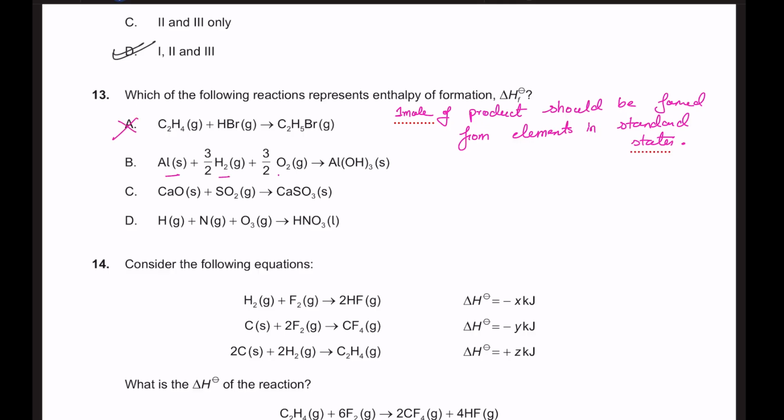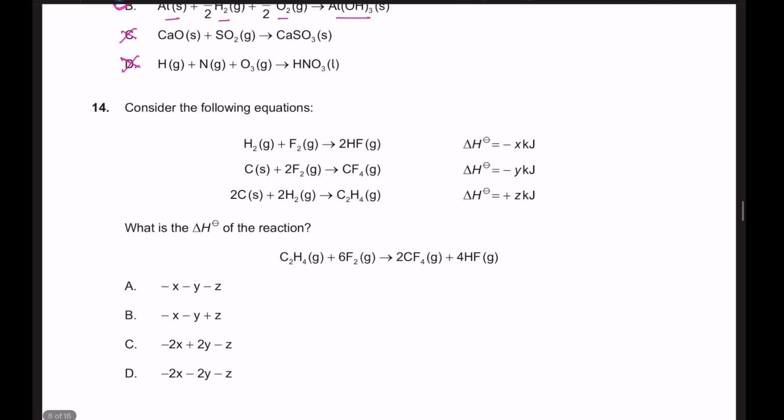Al plus 3/2 H2 plus 3/2 O2 gives you Al(OH)3. This is the right answer. This one, CaO plus SO2, is not in standard state. H2 and O3, H and N are not in standard states. It is also wrong. It should be H2 and N2.